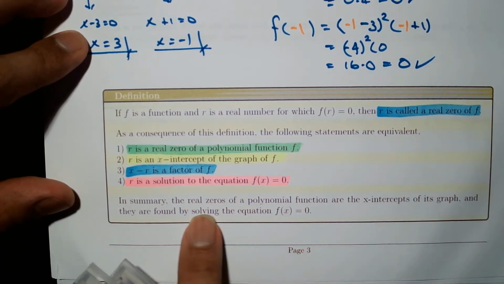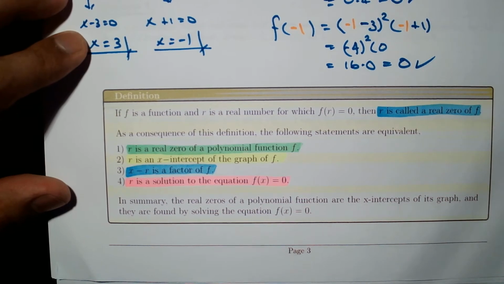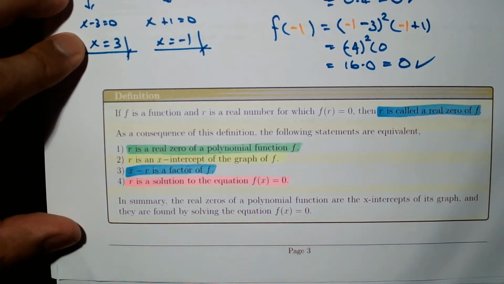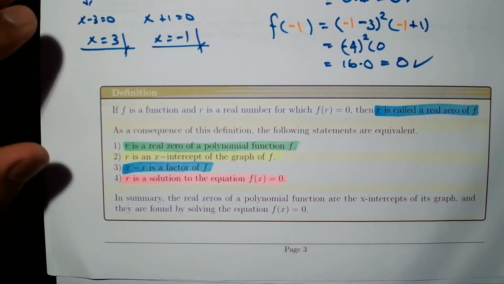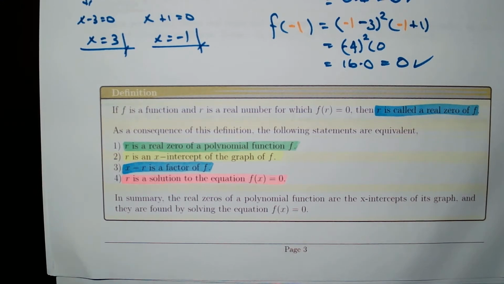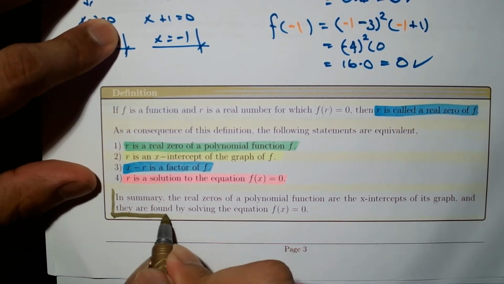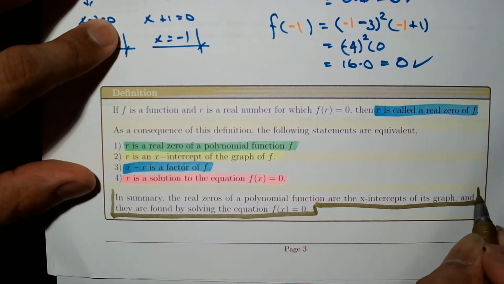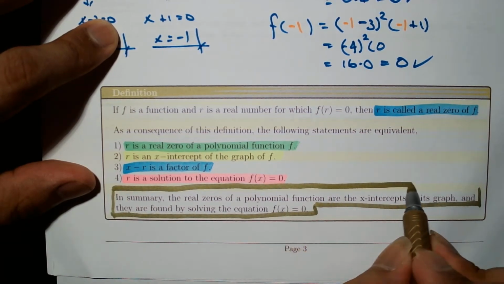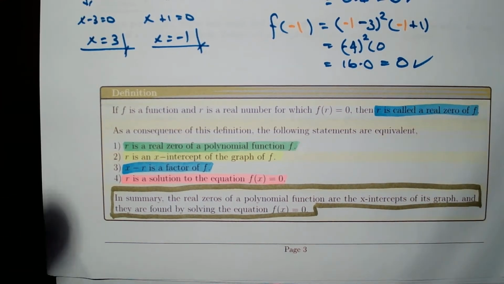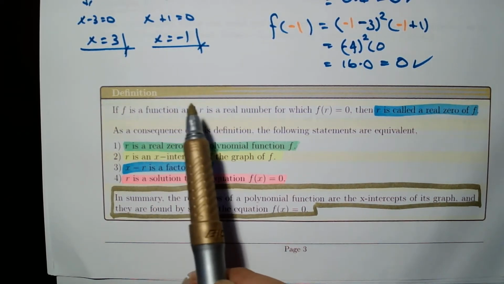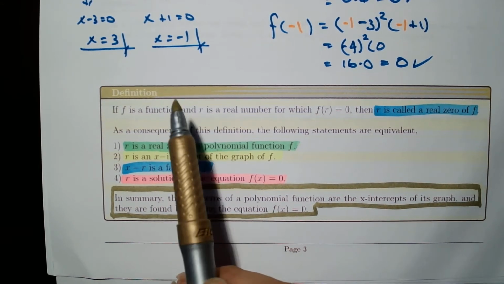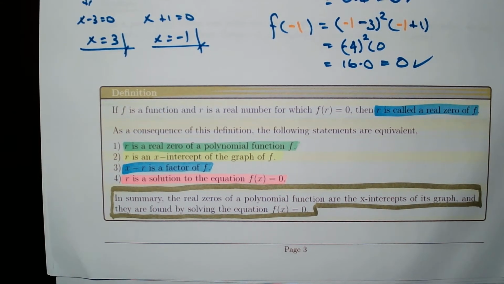Okay? So in summary, the real zeros of a polynomial function are the x-intercepts of the graph and are found by solving the equation f of x equals 0. This is the very core of this chapter. This is what we are going to be doing for the rest of the chapter. That's why I'm using this gold marker, because this is the very gold. In fact, these were supposed to be printed in gray, but my printer was running out of ink, so it came out in gold color.